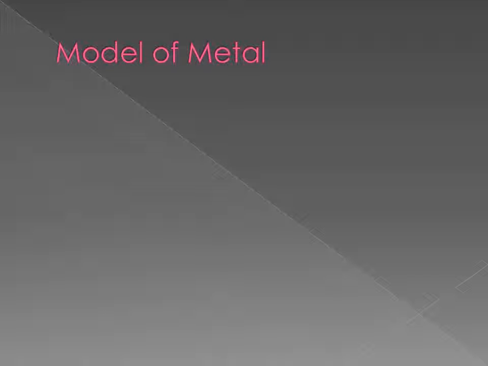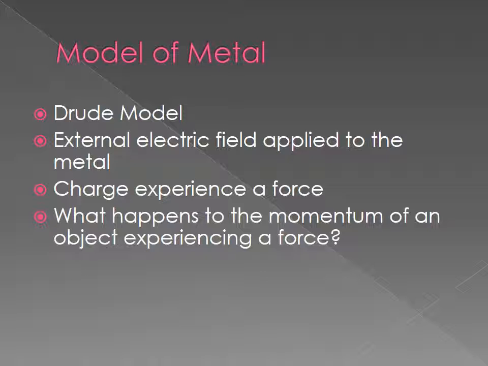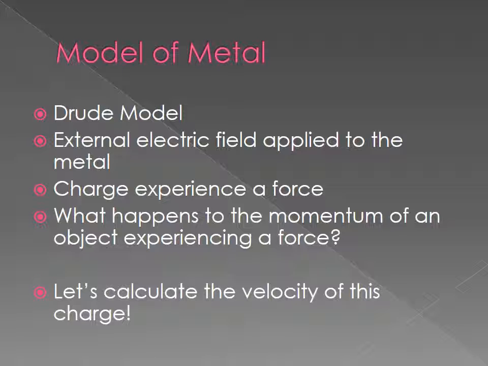Alright, so let's model this metal. The model we use is called the Drude model. Basically, what we're going to do is apply an external electric field to the metal. Since it's external, the charges in the metal should experience a force. And again, what happens to the momentum of an object experiencing a force? Its momentum should change, right? So knowing this, we should be able to calculate the velocity of this charge. So let's do that.